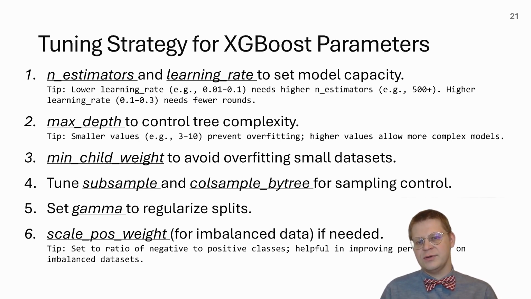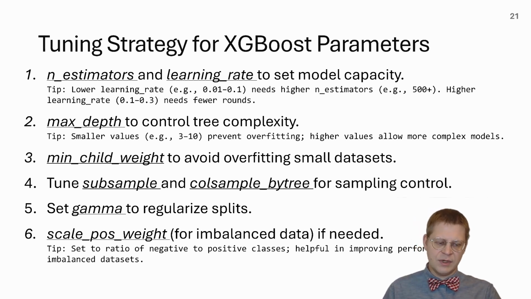It's the ratio of negative to positive classes. Basically, it works similar to the class weights in the random forest. The idea is to provide the penalty for misclassifying different types of instances or different classes of instances.